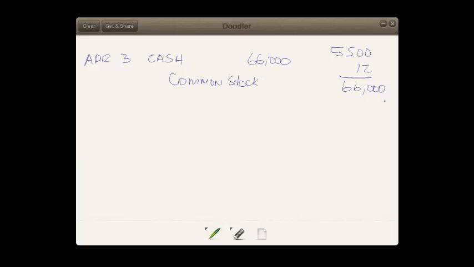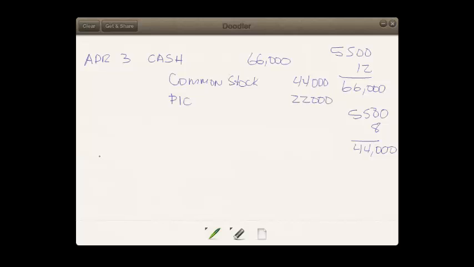And that's going to be the number of shares issued times the par value per share, which is 8. So that's 5,500 times 8, which equals $44,000. So we credit $44,000. And the rest goes in a paid-in capital in excess of par account, which we can abbreviate PIC, paid-in capital. The rest is $22,000.